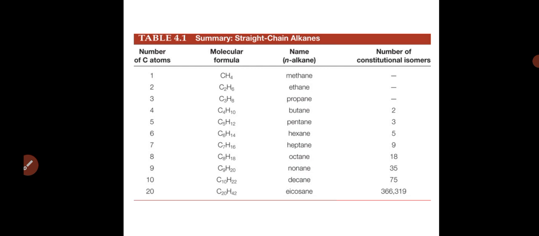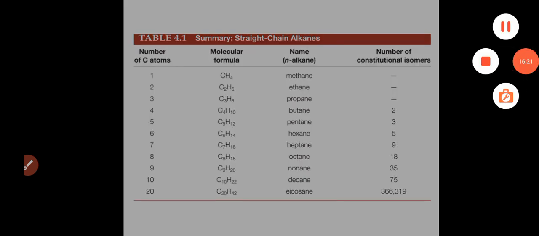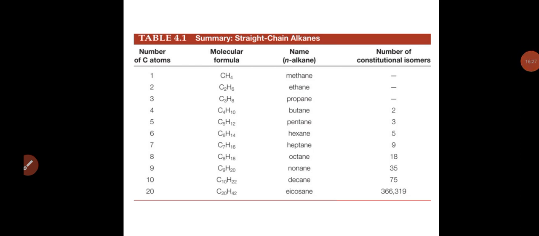So we can ask you, among the following compounds, which one doesn't have constitutional isomers? Any alkane having less than 4 carbons will not undergo constitutional isomerism. So look at butane with 2, pentane 5, heptane 9, decane 75.